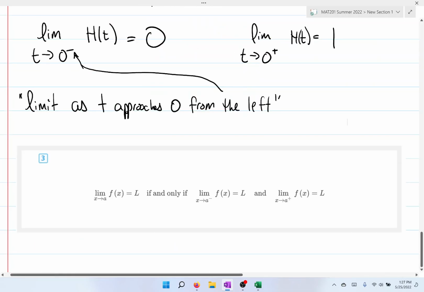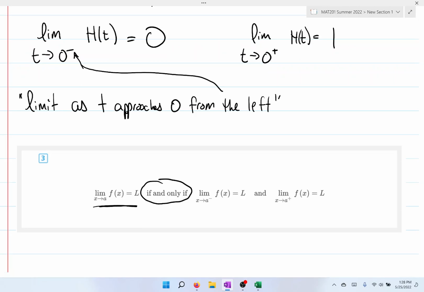Okay, I'm back, and here is our theorem number 3, and this is quite possibly one of the most important theorems when it comes to identifying limits and whether or not they exist. What we will say is the limit as x approaches a of f of x equals L if and only if the limit as x approaches a from the left of f of x equals L and the limit as x approaches a from the right of f of x equals L.